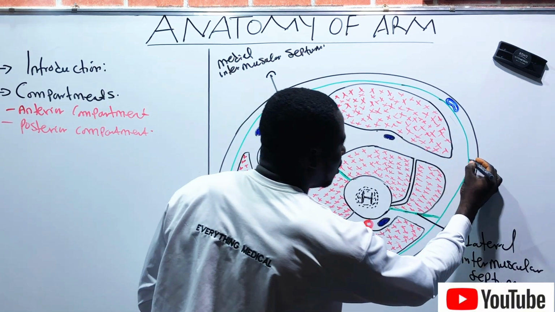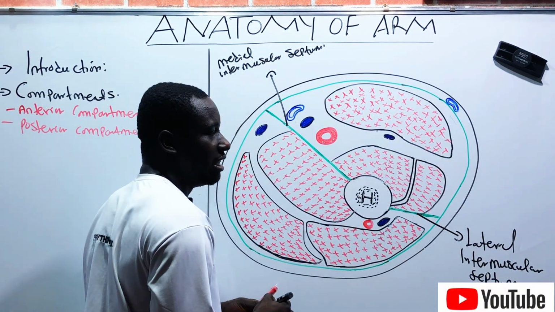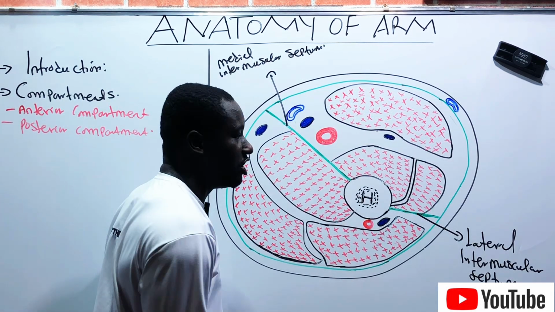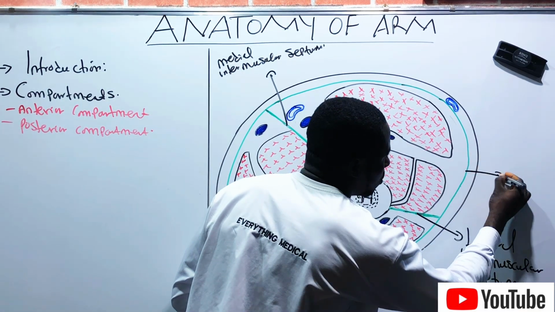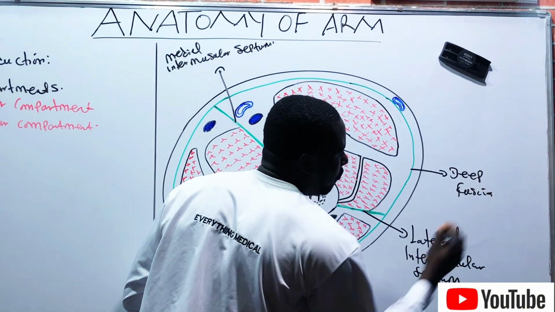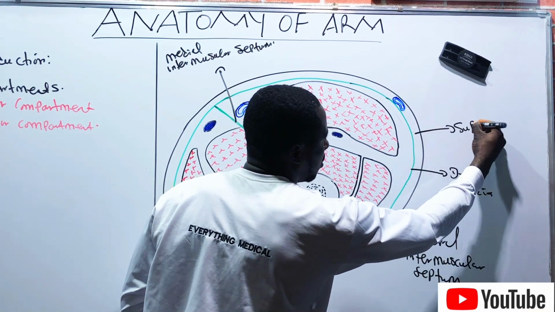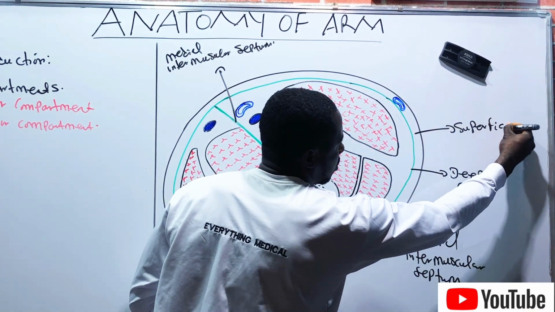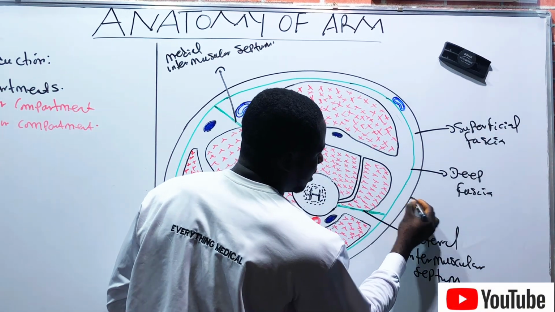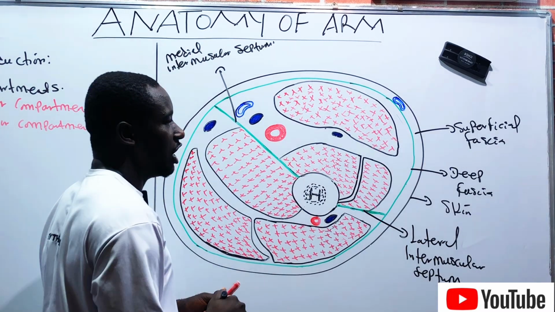Because this line that is being drawn with the green marker depicts the deep fascial sleeve. So it is the deep fascia. Here is the deep fascia of the arm, while here is the superficial fascia. While this is the skin. This is how they go.